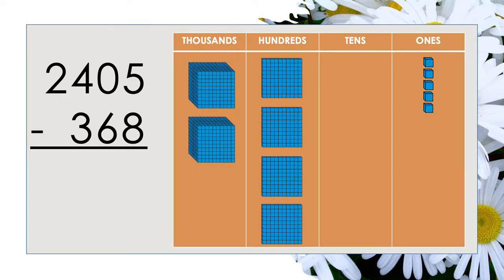Here's a picture of 2,405. We've got 2 in the thousands column, 4 in the hundreds column, 0 in the tens column, and 5 in the ones column. And we want to subtract 368. So where do we start? With the ones group. Now, right off the bat, we notice we can't do 5 minus 8. So we go to borrow from its neighbor, the tens column, but there's nothing there.